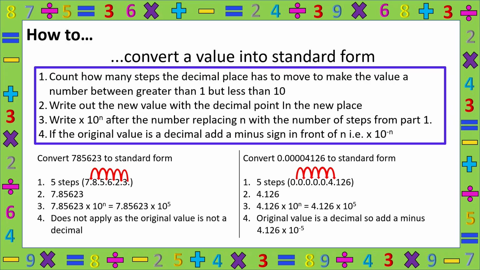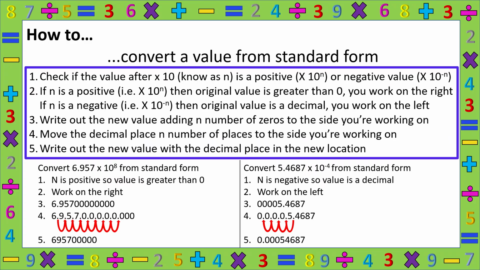Now, if our original number is a decimal number, we do all the same steps. We write our number out, we put where the decimal place was in the original number, we put where it goes to get a number between 1 and 10, we count the number of steps we have to move, but when we write out our standard form, instead of 10 to the power of a whole number, we do 10 to the power of a negative number. But it's exactly the same process up to that last step.